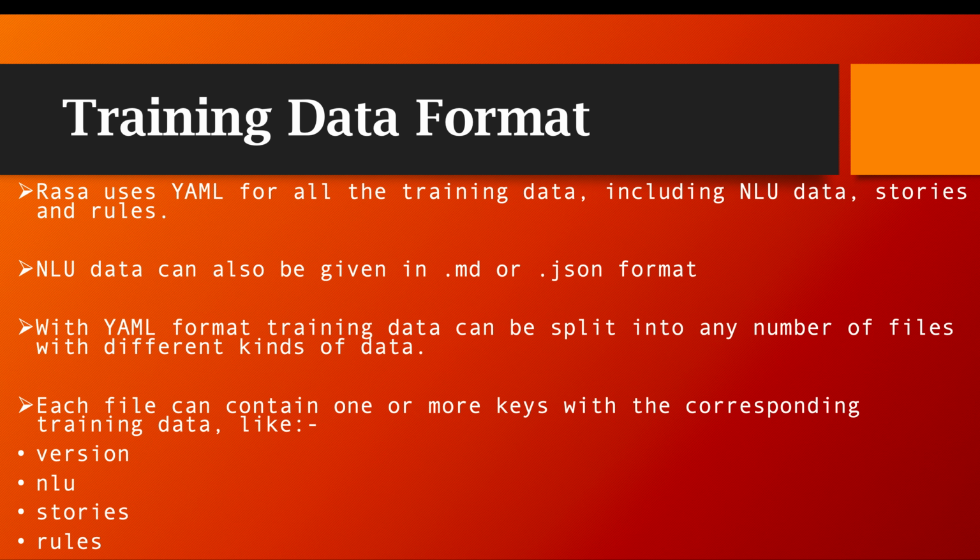Now let's see the various formats of the training data. So Rasa uses YML for all the training data, including NLU data, stories, and rules. So YML is a lightweight human-readable data representation language. It is primarily designed to make the format easy to read while including the complex features. Since YML is a superset of JSON, we can use it to parse the JSON with the YML parser.